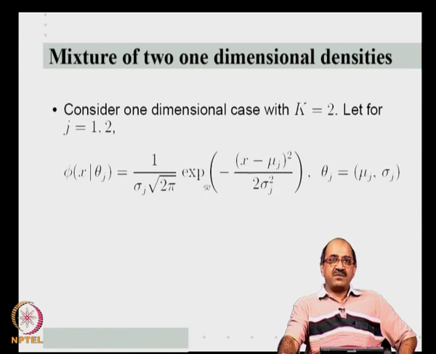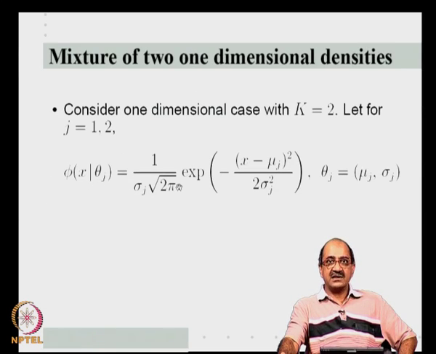So, for our simplification we will consider a one-dimensional problem with only two component densities. We want both component densities to be normal. So, let us put a special symbol for it. Let us say phi(x | theta_j) is normal with parameters mu_j and sigma_j. So, theta_j consists of mu_j and sigma_j. So, phi(x | theta_j) is normal with mean mu_j and variance sigma_j squared.